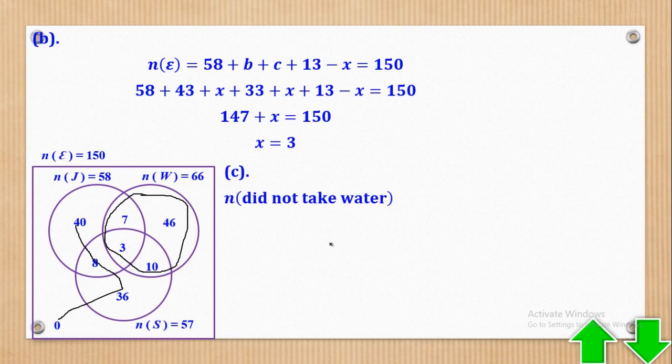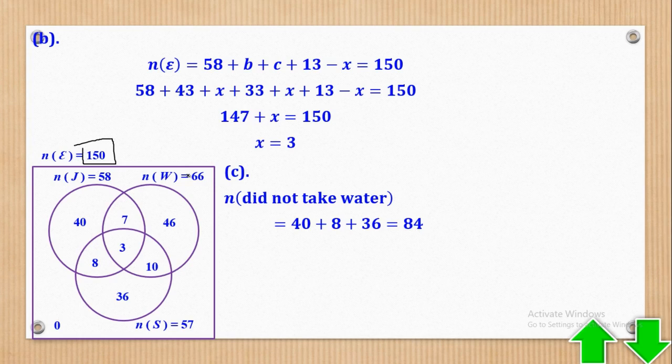The number of those who did not take water will be equal to 40 plus 8 plus 36 plus 0, to give you 84. So there are 2 ways of getting the teachers who did not take water. One is the method which we have done, which is addition. Another method is subtraction. For subtraction, you get the total number of teachers and the number of teachers who take water. Now when you subtract the 2, you get those who do not take water.